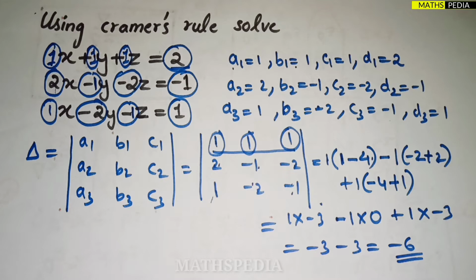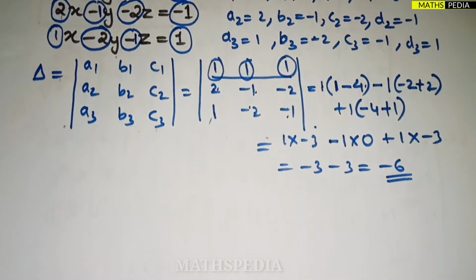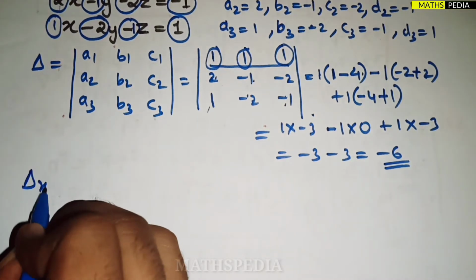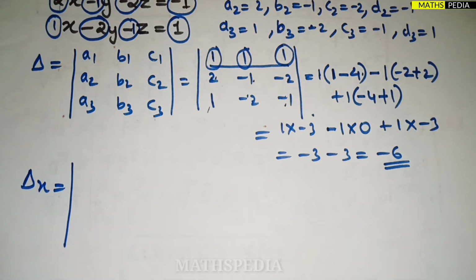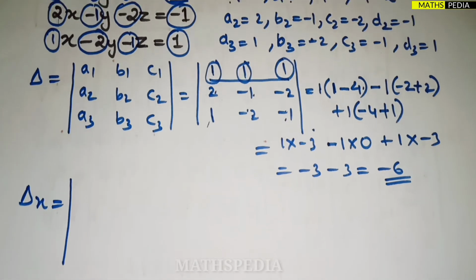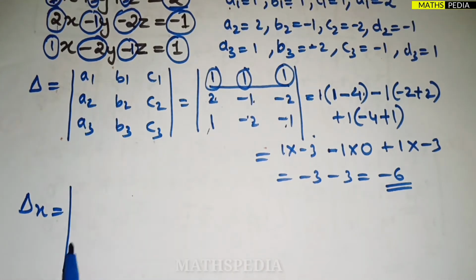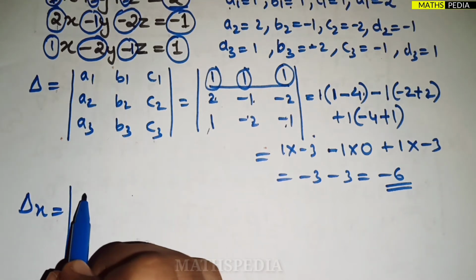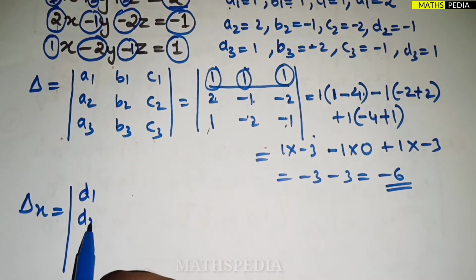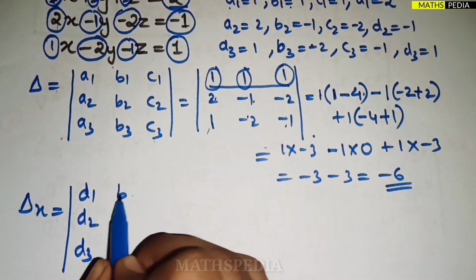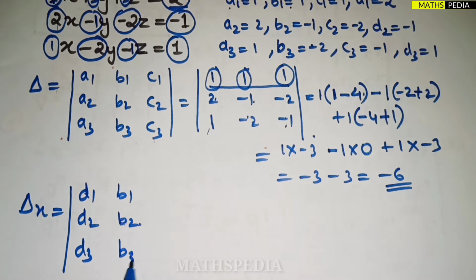So the delta value we got as minus 6. The next step is to go for delta x. Now what is delta x? For delta x, you have to ignore all the a1, a2, a3 because these are the coefficients. So you have to place first the d1, d2, d3 coefficients, then b1, b2, b3, and the last one c1, c2, c3.